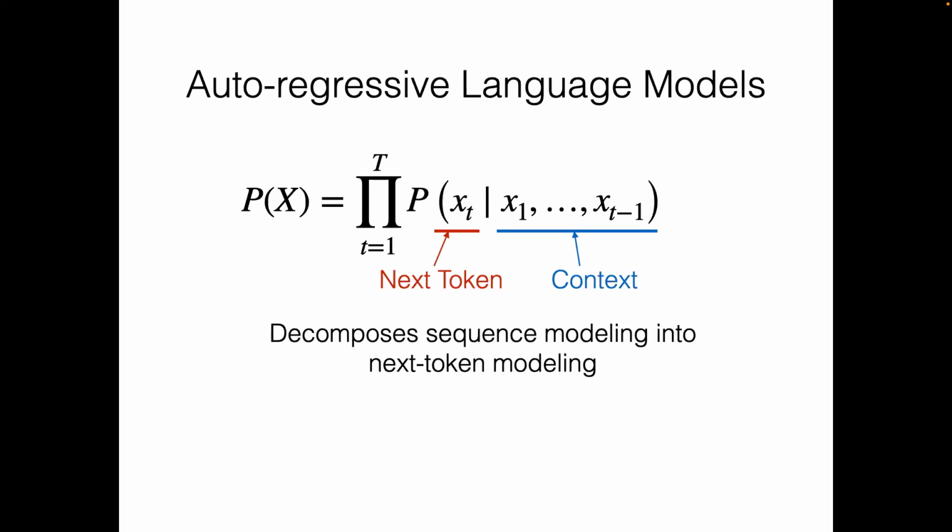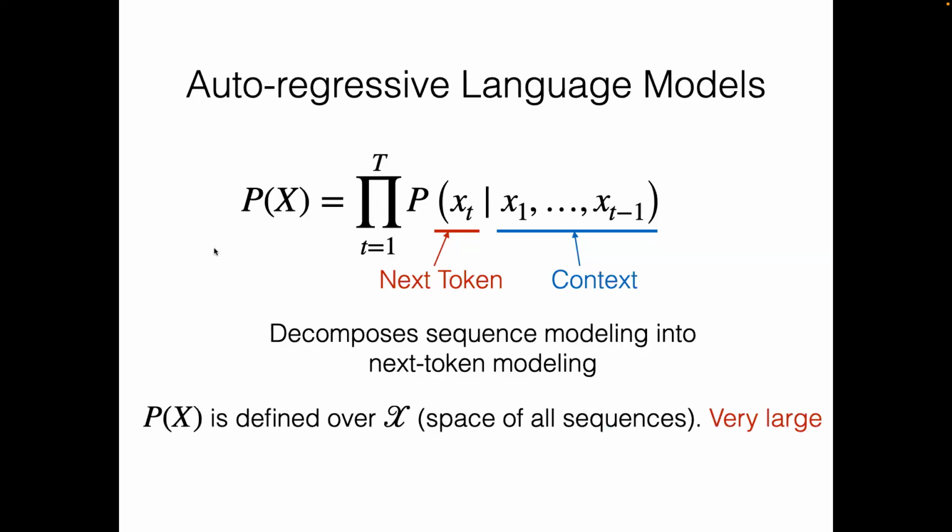And so the cool thing here is that this can decompose the problem of sequence modeling, so learning this distribution over this really large space of sequences, into the problem of just next token prediction, or next token modeling. So what do I mean by that? Well, let's say you gave me some really good next token distributions. Well, then I can just use this fact and I can get a distribution over full sequences.